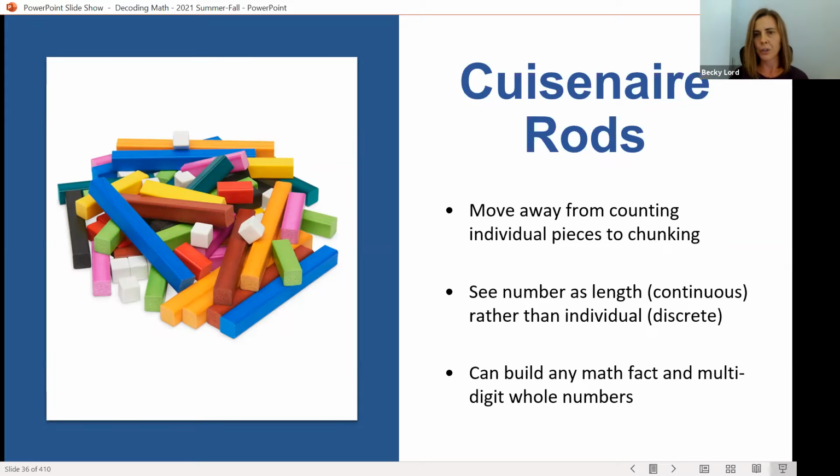So I am going to attempt to switch my camera so I can show you these a little bit more. Let's hope this works. Okay, there we go. Okay, great.